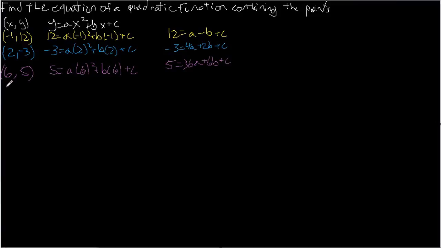The yellow one: 12 is equal to a minus b plus c. And from that, let's subtract the blue one. So multiply the blue one by -1 and then add them.